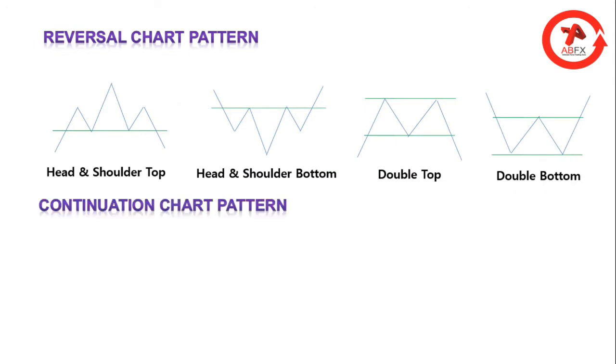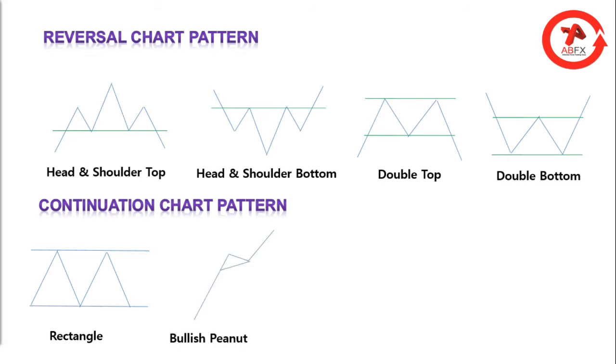Now let's find out the continuation chart patterns. The first chart pattern which shows continuation is the rectangle. Once a rectangle is forming inside the market, the market will be showing a continuation. Other types are bullish pennant, bearish pennant, and symmetric triangles. All these chart patterns we will talk about one by one, with the help of our software Amplify, and then we will train our eyes to find them inside the market.